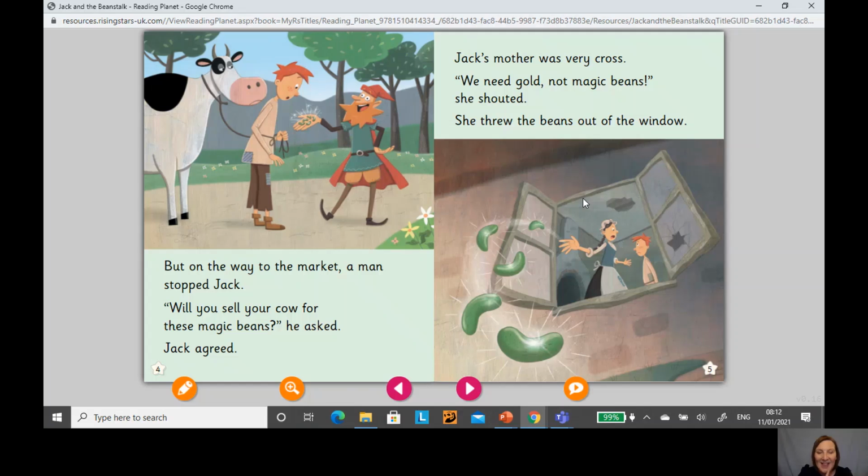Did you talk about it? I wonder if you're going to be right. I think Jack's mum has thrown those beans out of the window. It could be that the magic beanstalk might grow. Did you think that too? Let's find out.